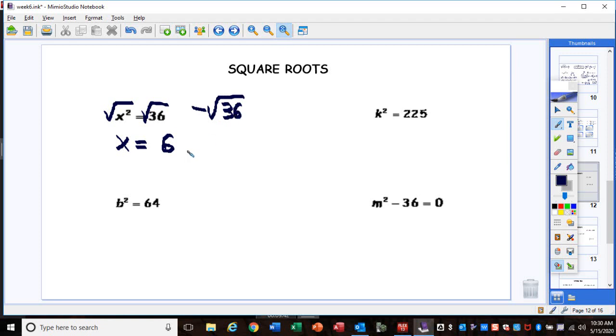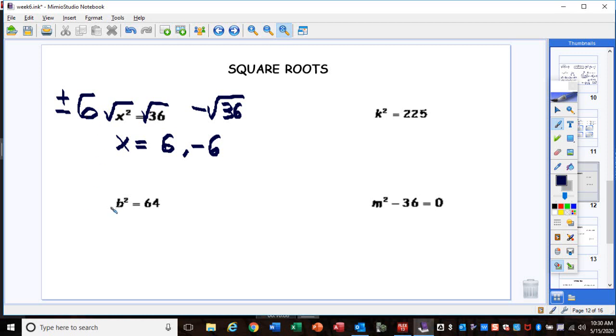Why does negative 6 work? Well, think about this. What is negative 6? If you plug it back in, negative 6 squared is also 36. So there are 2 answers here, positive 6 and negative 6. In fact, one way to write it is this sign here: positive or negative 6. That means there are two answers, positive 6 or negative 6. Okay?